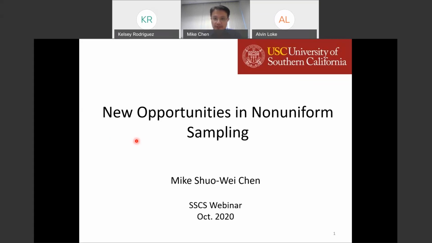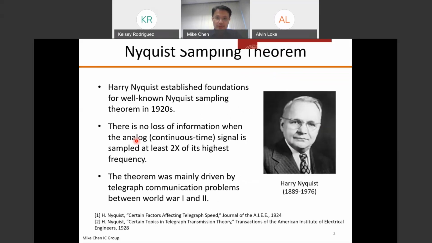Okay, since we are talking about sampling, I have to talk about Nyquist, right? Harry Nyquist established the foundations for the well-known Nyquist sampling theorem in the 1920s. Here I list a couple of seminal papers that he has published. Basically, what Nyquist told us is that there is no loss of information when the analog or continuous-time signal is sampled at least twice its highest frequency. The theorem was driven by telegraph communication problems between World War I and World War II. That was the booming period of signal processing and telecommunications, so a lot of interesting theories were proposed, invented and completed during that time.